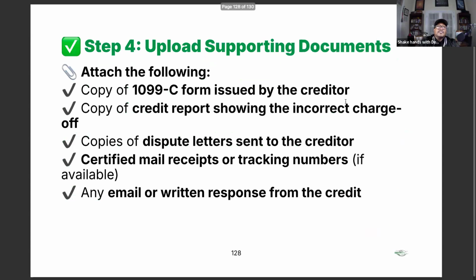And lastly, the last couple of steps here: upload your supporting documents. When it asks you to upload, this is where most people mess up. Do not forget to upload all of the information: your 1099-C form, a copy of your credit report showing it's incorrect, copies of the previous dispute letters, your mail receipts, and any emails or correspondence that they sent you. Don't forget that. Many people miss out on this part after they did all that work. They don't actually upload this to the CFPB.